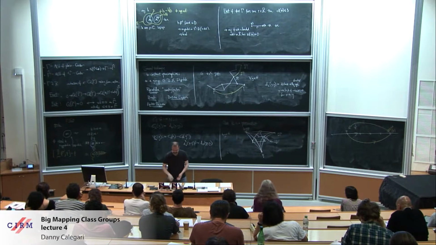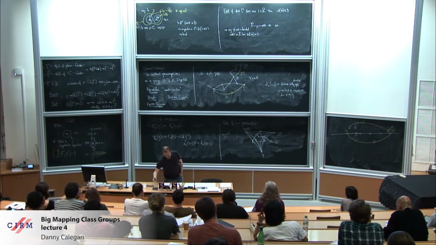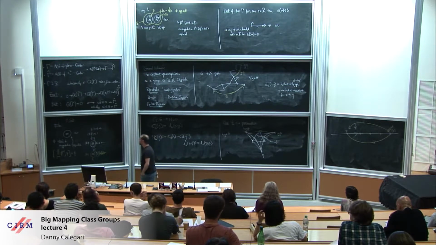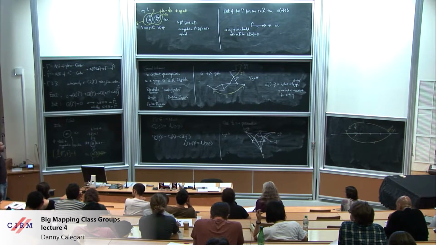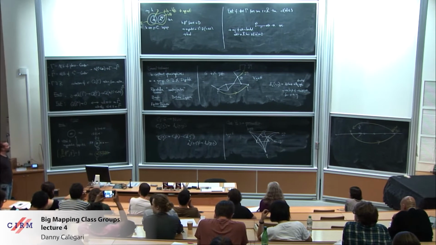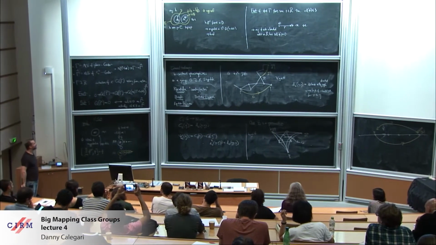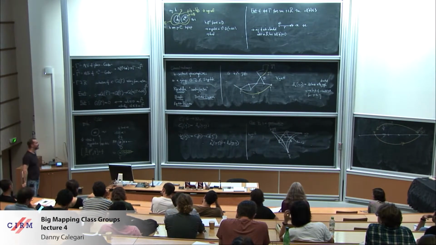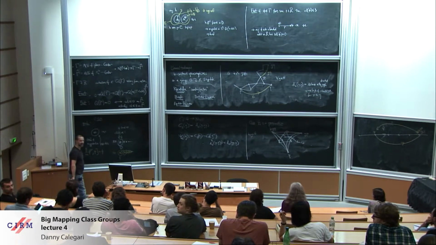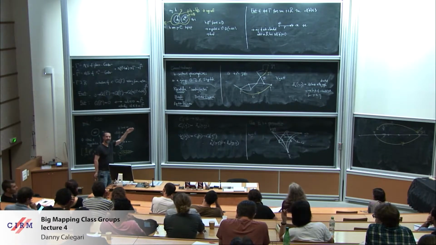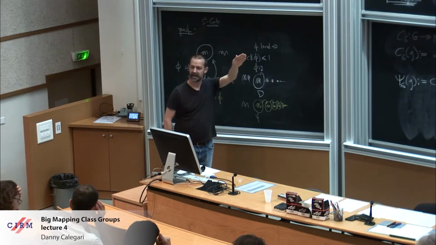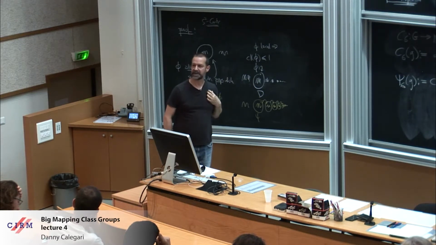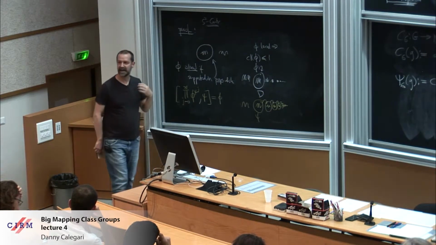So I want to take what looks like a little bit of a sharp tack and talk now about the boundary of the ray graph. So the ray graph is a delta hyperbolic space. And when you have a delta hyperbolic space, it has a Gromov boundary, and points in the Gromov boundary are equivalence classes of quasi-geodesic rays heading out to infinity, where two are in the same class if they're a bounded distance away.